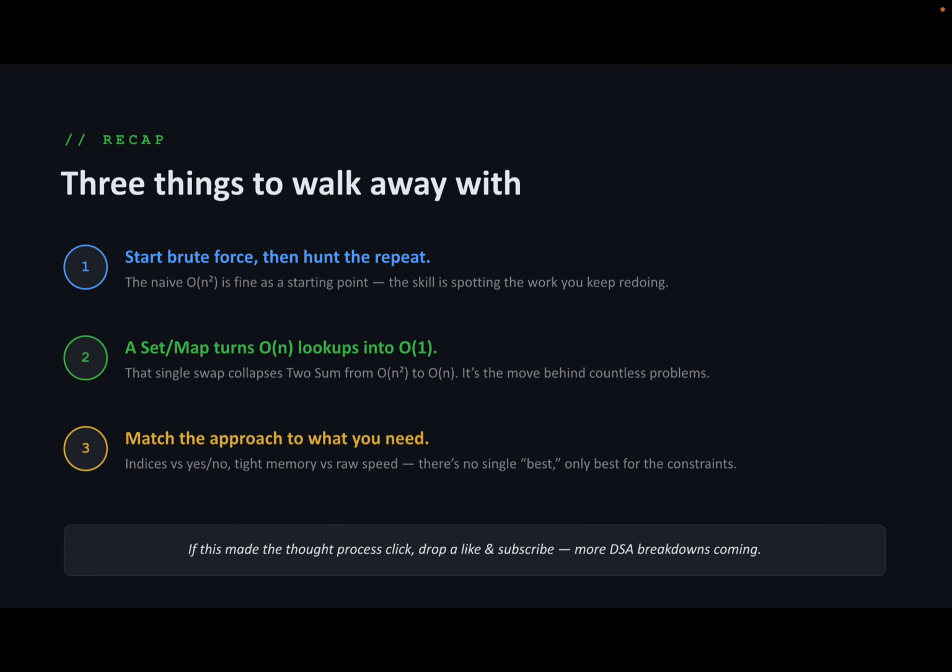So that's the end. Now, just recapping what we have learned here. There are three things to walk away with. One, always start with brute force. You will always get there, so you never freeze. Two, find the thing you are repeating and store it. Three, pick your final approach based on your constraint. Brute force, find the repeat, store it, optimal.